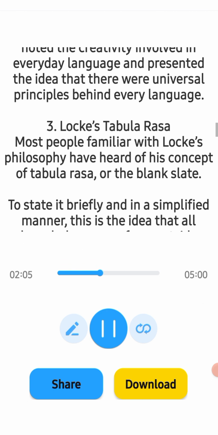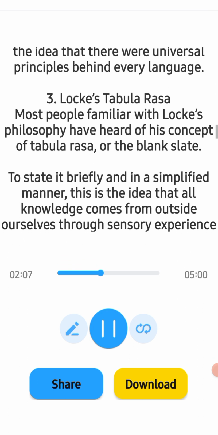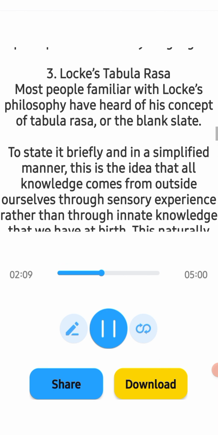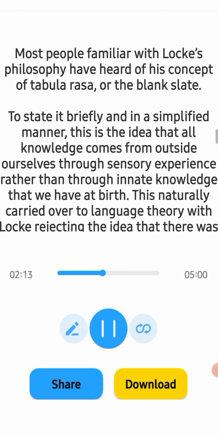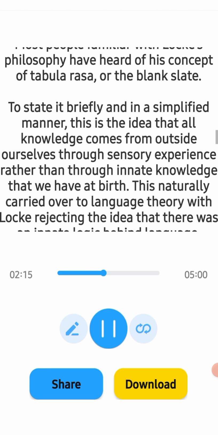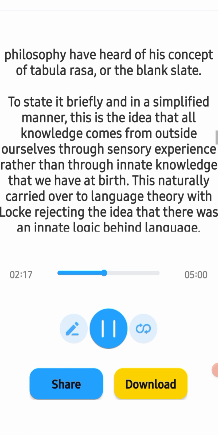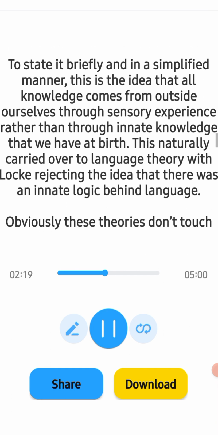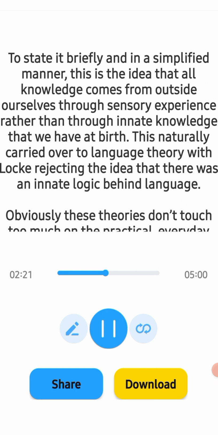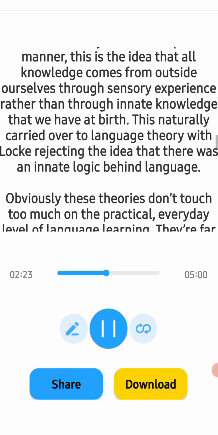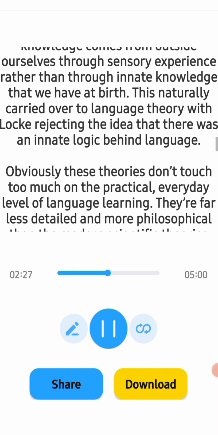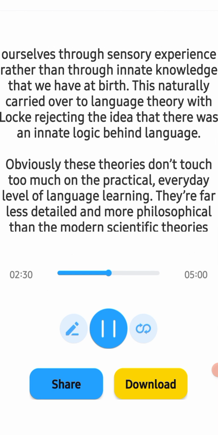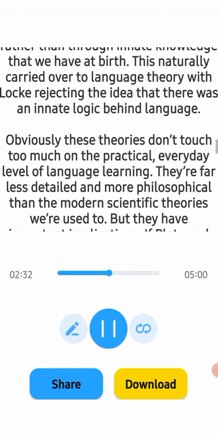3. Locke's tabula rasa. Most people familiar with Locke's philosophy have heard of his concept of tabula rasa, or the blank slate. To state it briefly and in a simplified manner, this is the idea that all knowledge comes from outside ourselves through sensory experience rather than through innate knowledge that we have at birth. This naturally carried over to language theory, with Locke rejecting the idea that there was an innate logic behind language.